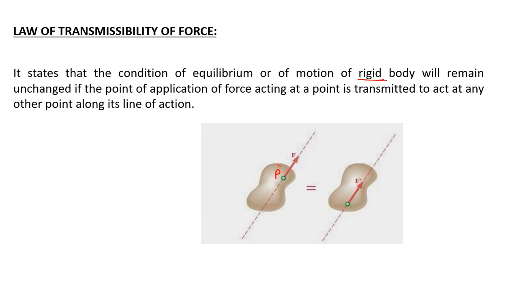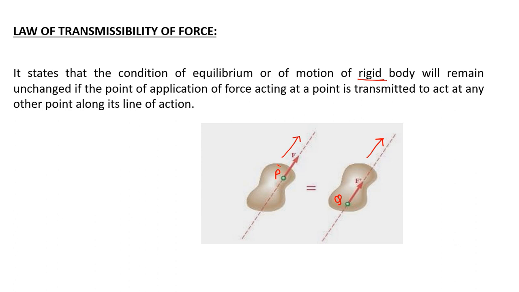If we change the point at which the force is acting, let us say Q, from here to here, on the same line of action and in the same direction as the previous force, the net moment of this body will be equal to this body. This will move in this direction, this will also move in this direction. So this is the law of transmissibility of force.